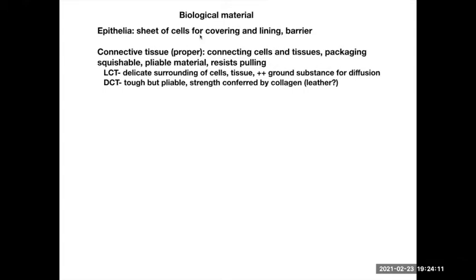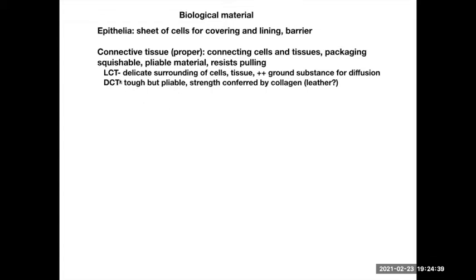And so far, the connective tissue proper we looked at was kind of a squishy, pliable material. To get a sense of that, you just pinch yourself, and then you can squish your skin around, you can move it around. Most of what you're feeling there is connective tissue, that fibrous connective tissue.